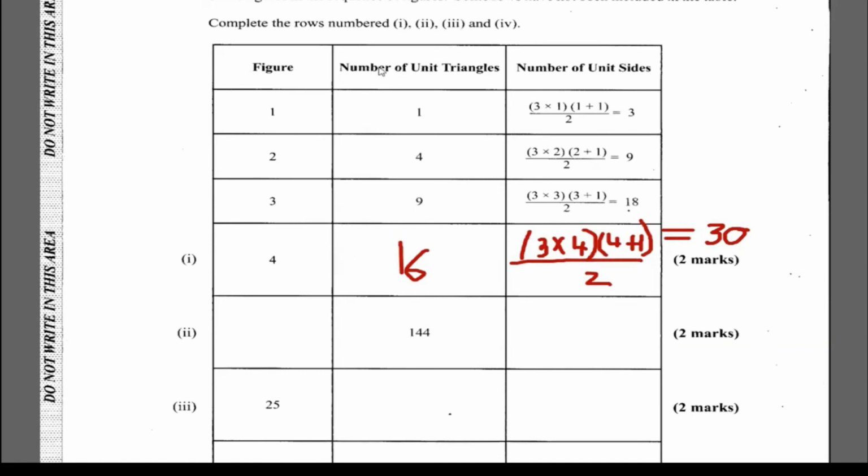Now I don't know if you noticed the formula. The number of unit triangles, 1, 4, 9, 16, are all square numbers, and it's the square of the figure number. So when the figure is 12, 12 squared gives us 144. And 25 squared will give us 625. So the number of unit triangles for figure 25 is 625.